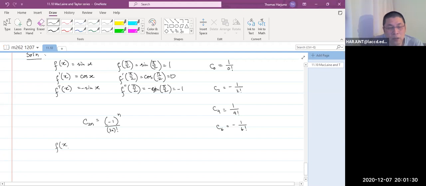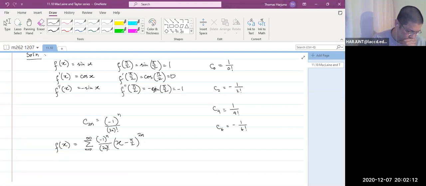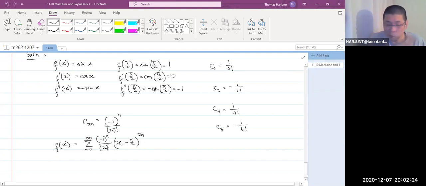Therefore, f(x) is equal to the series from n equals 0 to infinity of negative 1 to the n over 2n factorial times x minus pi over 2 to the power of 2n. Okay.